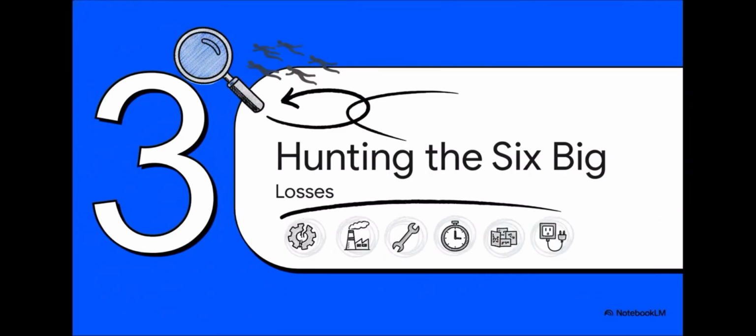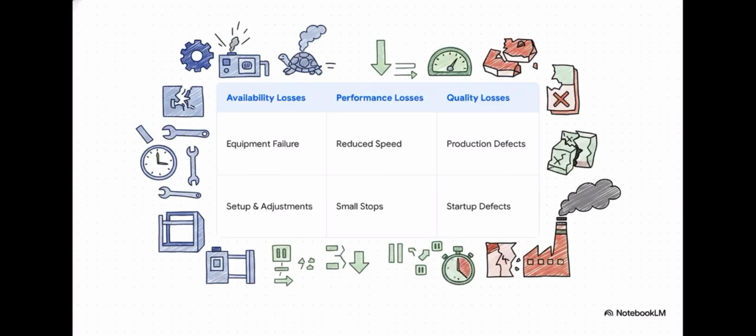All right, we know how to measure the problem. Now it's time to go on the hunt. We need to find the actual culprits, the specific things that are killing your OEE score. In the OEE world, these are famously known as the 6 big losses. And here they are, the usual suspects, all lined up under those 3 pillars.